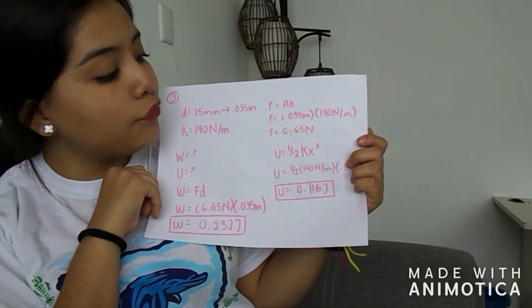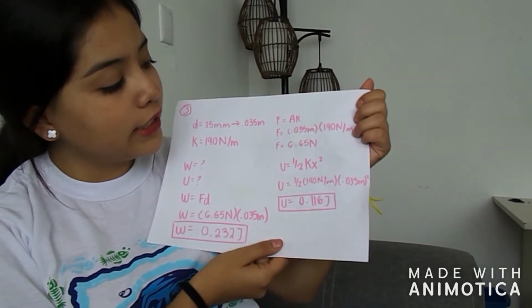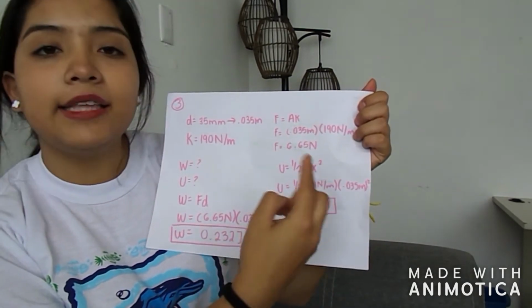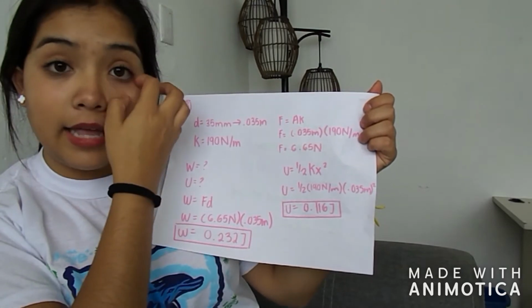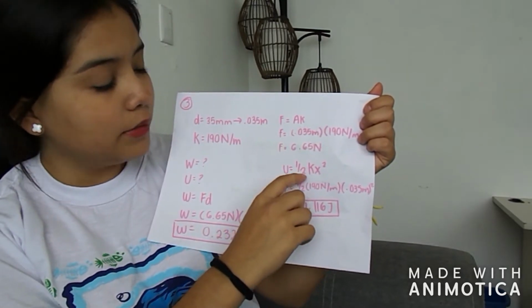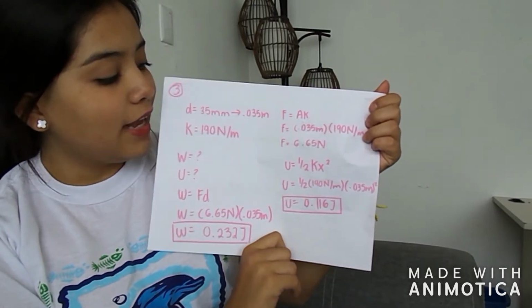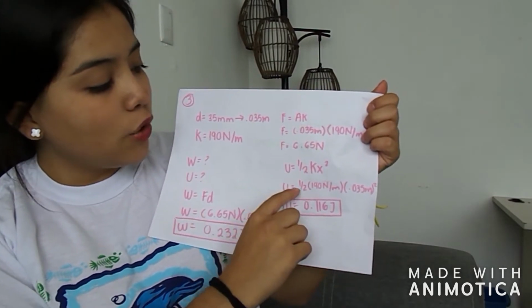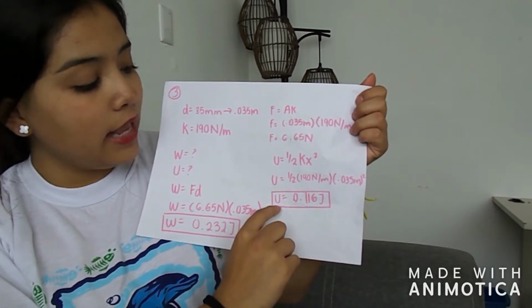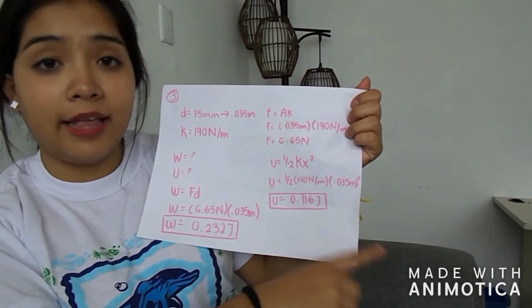result. And for potential energy, we have all the data, that is the constant of K and the distance squared, times half, times 1/2. So we substitute our values and it gives us this potential energy.